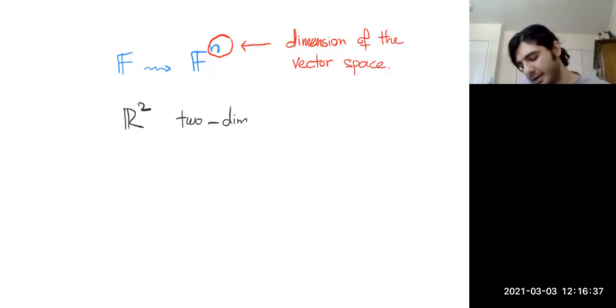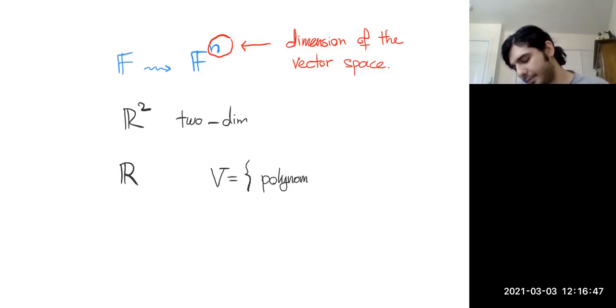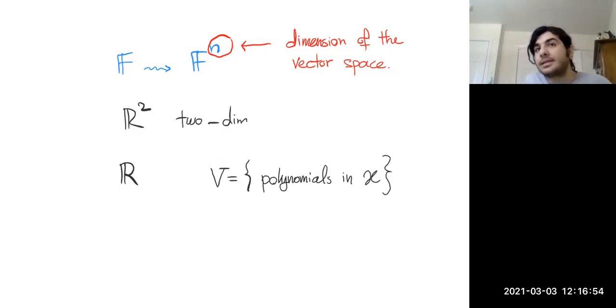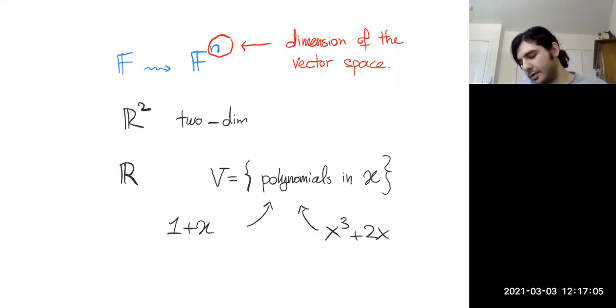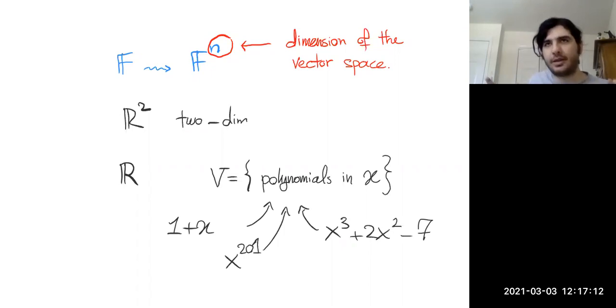But we have infinite dimensional vector spaces too. For example, consider the field to be R and consider the space of all polynomials in x. This space is an infinite dimensional space. So for example, something like 1 plus x is here, something like x cubed plus 2x squared minus 7 is here, something like x to the 201 is there, and everything of that sort. This space is infinite dimensional. What does it mean really to be infinite dimensional? And how can you prove something is infinite dimensional? Let's understand that a little more carefully.